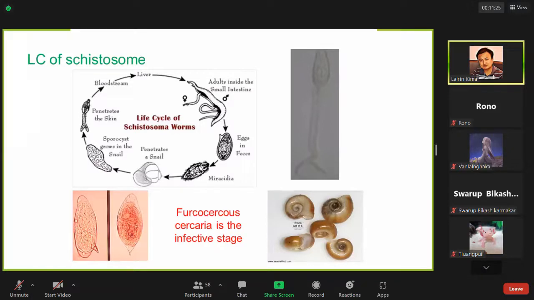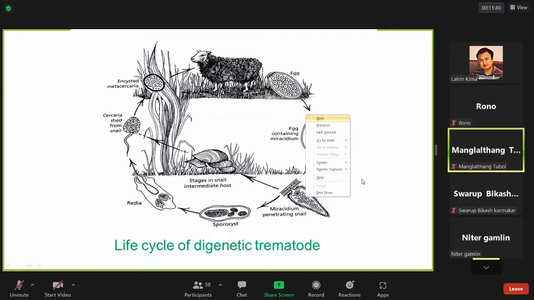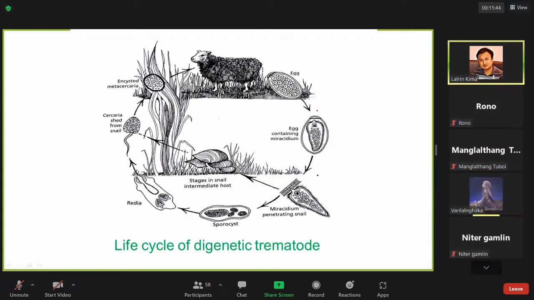But here, I'm going back. Here there is an operculum. Where is my pointer? Can you see my pointer? Please tell me yes or no. Here there is an operculum. You can see here there is a cap.